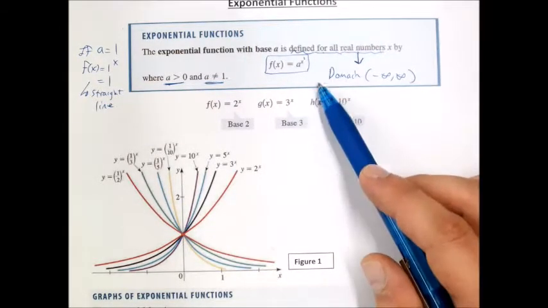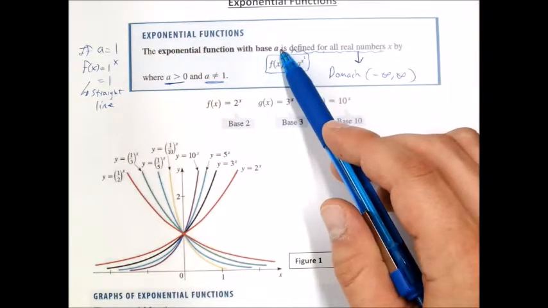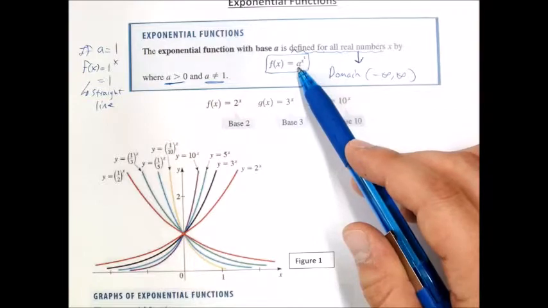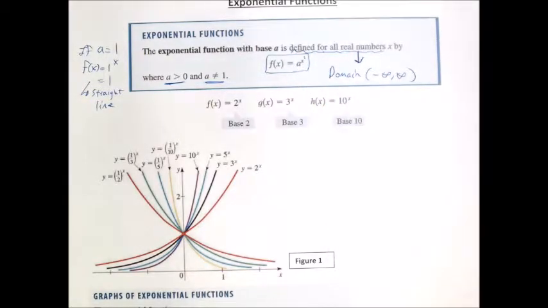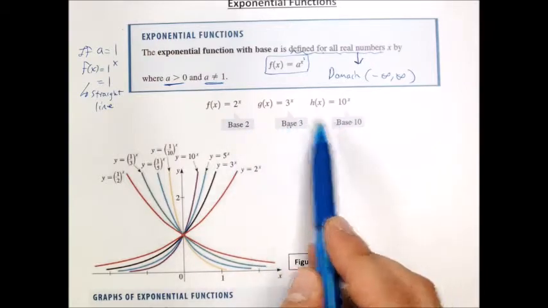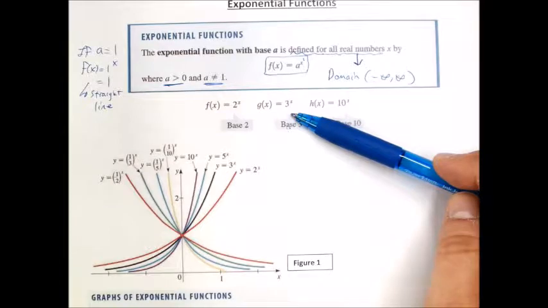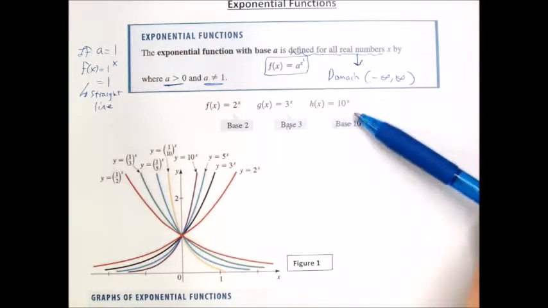The other thing we want to take away from this top piece is the word base. So base a just means whatever the number is that's being raised to the power x. So in these couple examples here, we've got 3 quick examples. This one has base 2 because it's 2 to the x. This one has base 3 because it's 3 to the x. And this one's base 10 because it's 10 to the x.